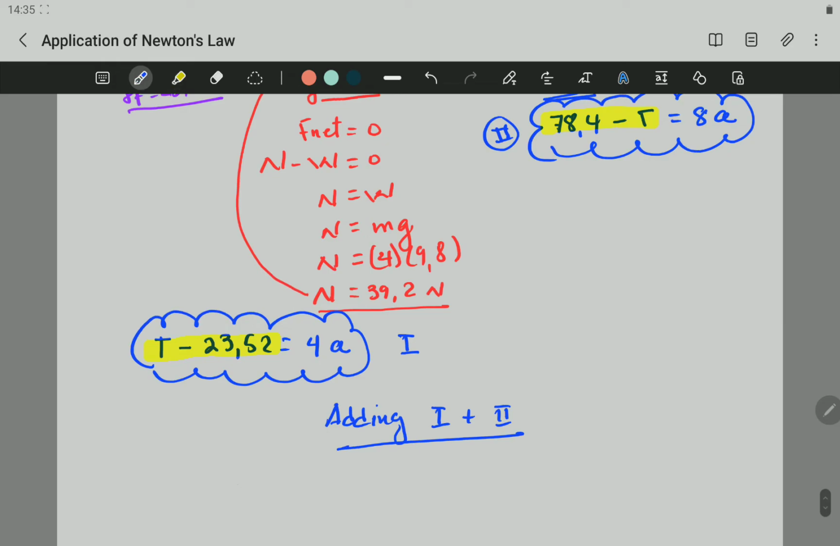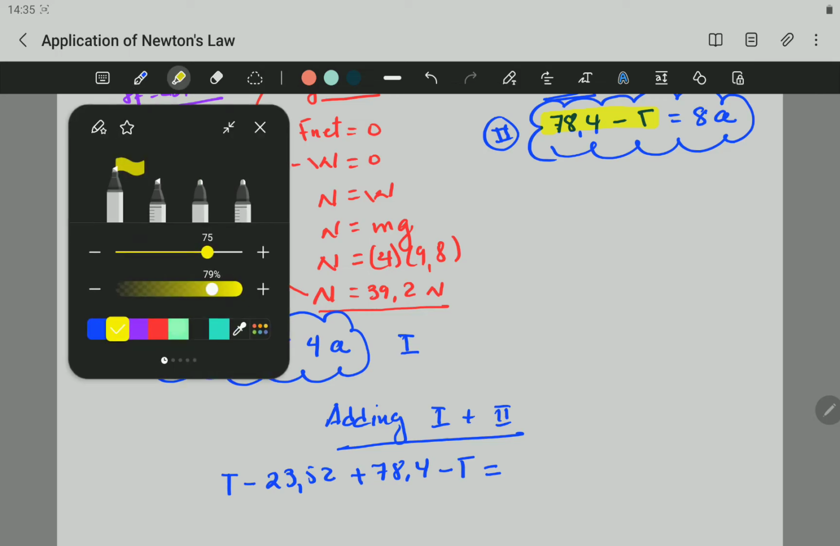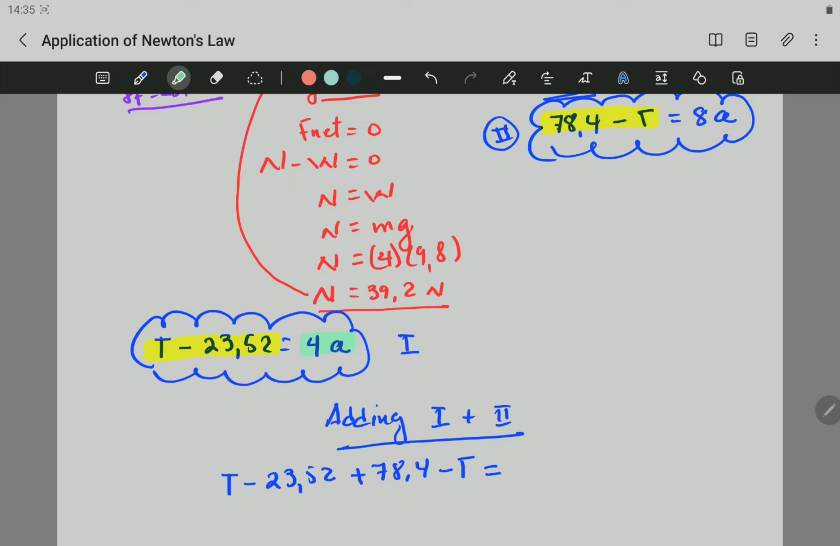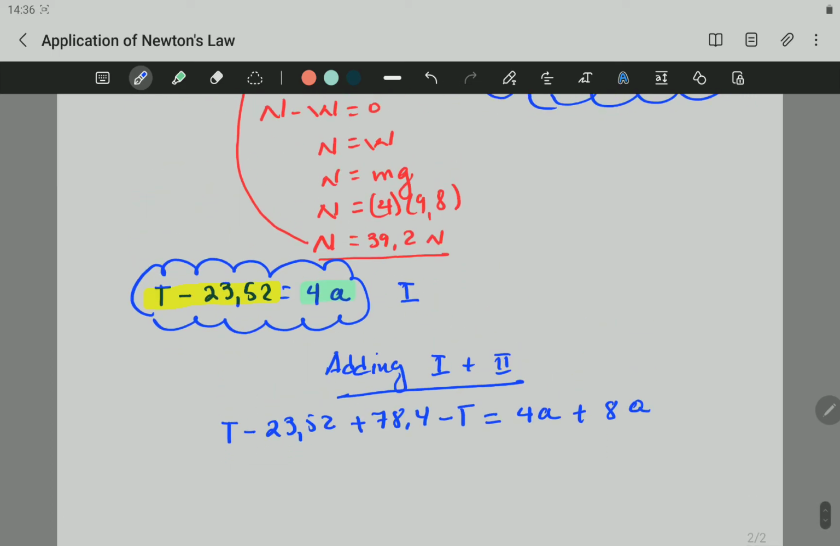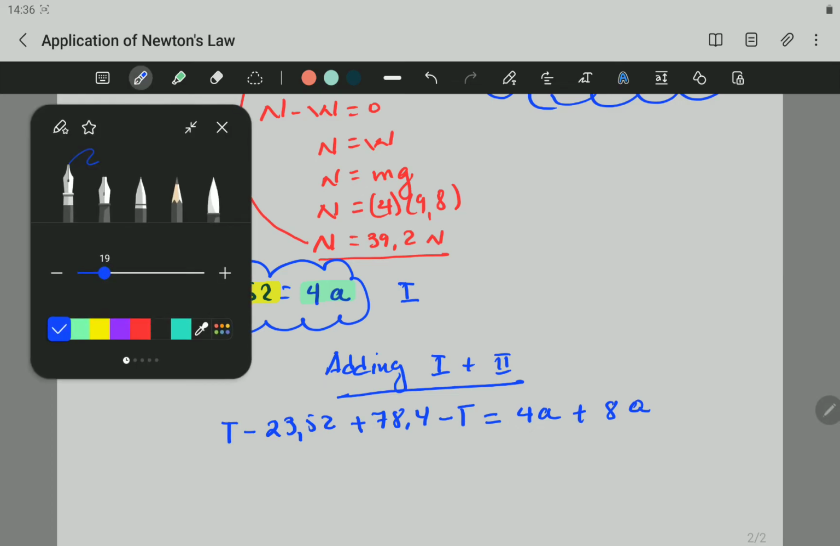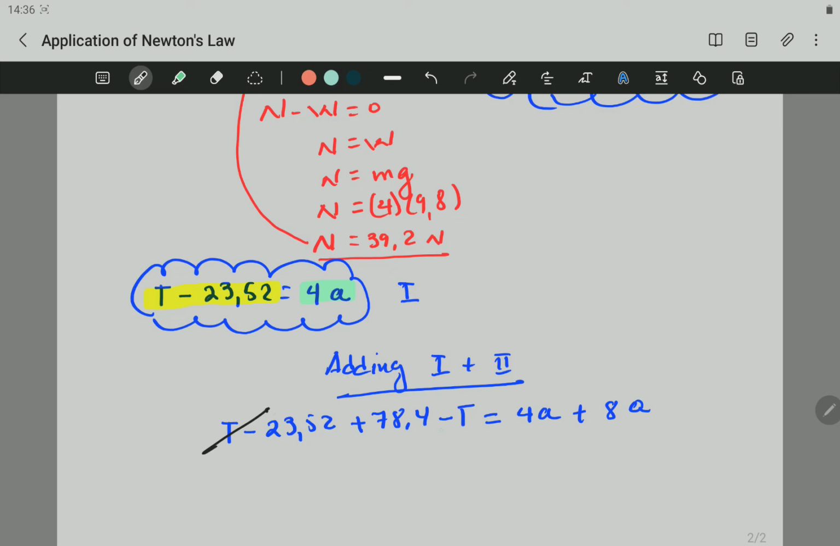So it will be T minus 23.52 plus 78.4 minus T, and then comes the equal. Now I'm going to add everything that is on the right-hand side of equation 1 with everything that is on the right-hand side of equation 2. So it will be 4a plus 8a. Now this is simple mathematical calculation. We have noticed that the tensions cancel each other. T minus T is 0, and the rest is simple calculation.